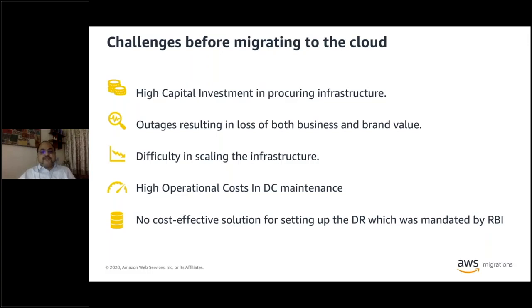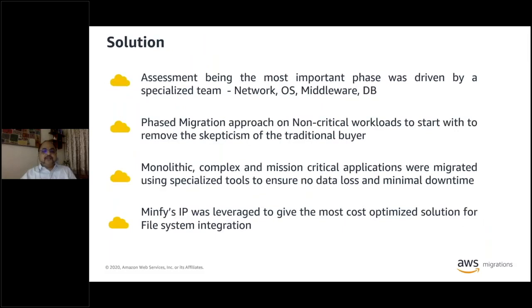And then no cost-effective solutioning for setting up DR, which was mandated by RBI. So this is a very important aspect of RBI, and it can become a really big challenge and costly to set up a DR when you're on premise, because more or less you end up creating a duplicate or a 2+1 architecture. If you at least create three similar kinds of infrastructures for yourself. So what are the solutions that we provided?